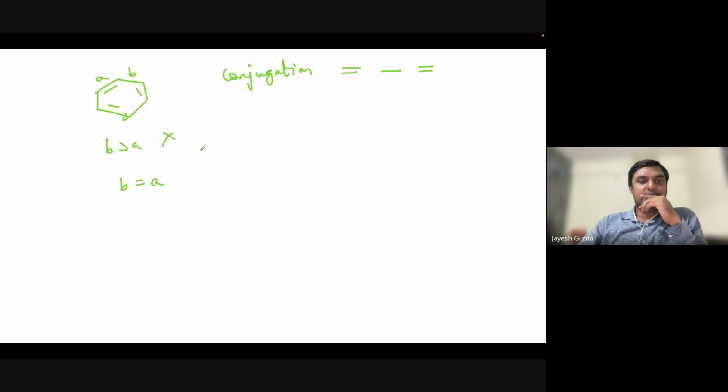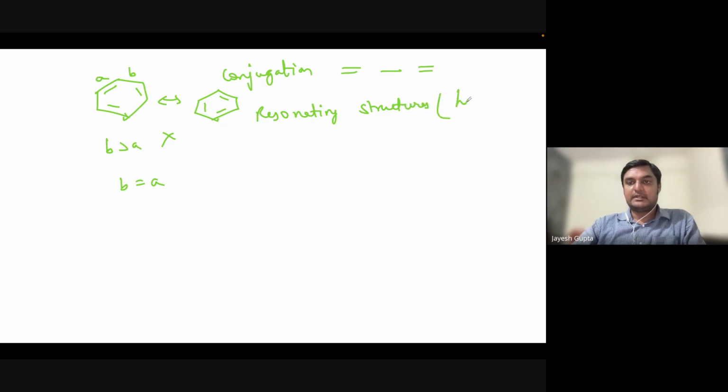So if B is equal to A, then we have one more resonating structure like this one, where the pi bond comes like this. That's why you get the same bond length for B as well as A. In this resonating structure, the double bond will be on A, and in this one the double bond will be on B. Basically, these resonating structures are hypothetical structures. They do not actually form.